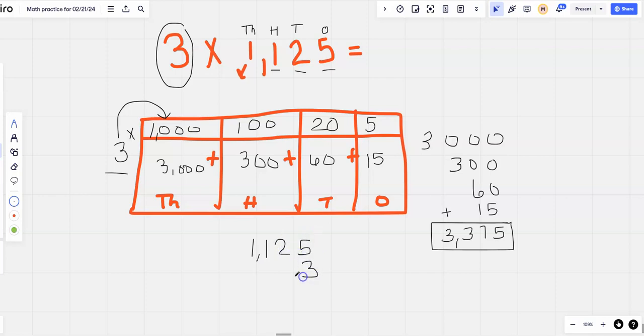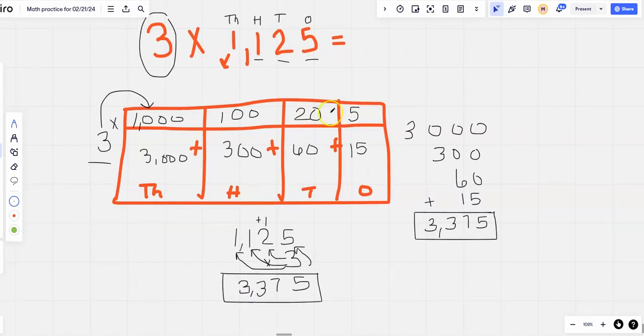Now let's check that by doing regular multiplication. 1,125 times 3. 3 times 5 is 15, carry your 1. 3 times 2 is 6. Remember, you're adding the 1. That makes it a 7. 3 times 1 is 3. And finally, 3 times that 1 is 3. And we get the same answer, 3,375. Okay, so this is area model and this is original format.